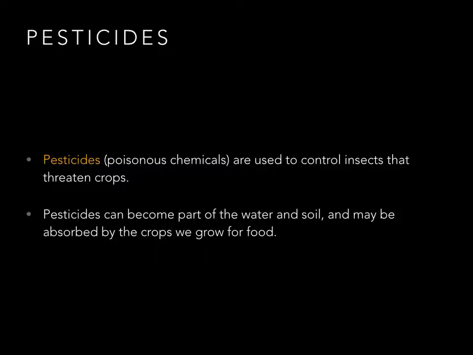Pesticides. Pesticides are poisonous chemicals used to control insects that threaten crops. Unfortunately, pesticides can become part of the water and the soil and may be absorbed by crops that we grow for food.